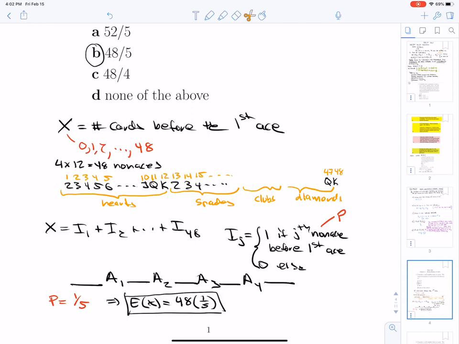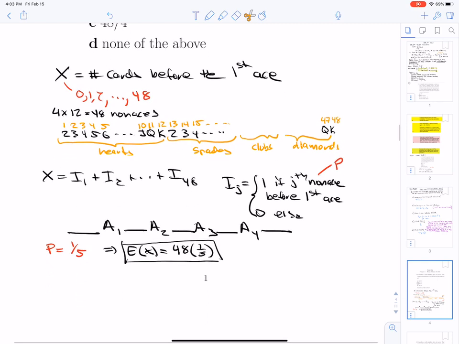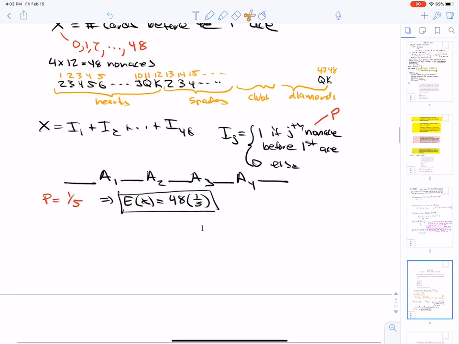You can just think that basically to find, let's say, the expectation of the second indicator, which would be 1 if the second non-ace comes before the first ace. There's only 5 relevant cards here. You can throw away all the other cards in the deck. So we have 4 aces and this non-ace, and there are 5 equally likely options. That non-ace can come before the first ace, between the first 2 aces, and so on. You have 5 options, which I've represented by the 5 slots in this picture. So the probability is 1/5, and the expectation then is 48 times 1/5.